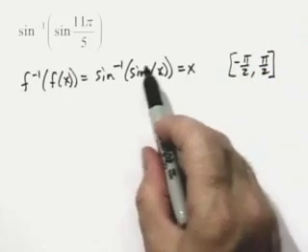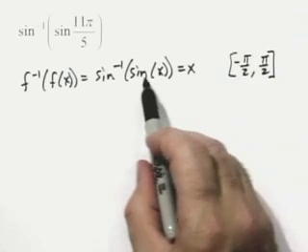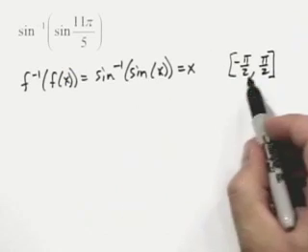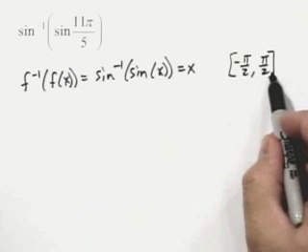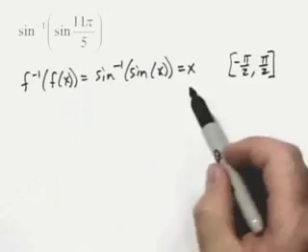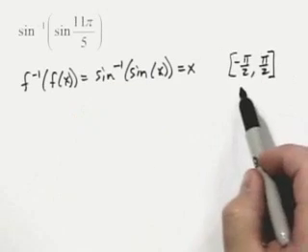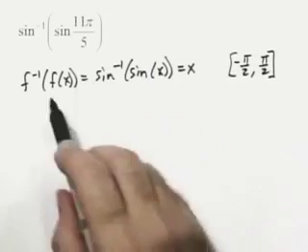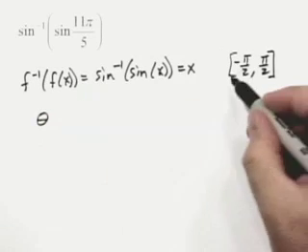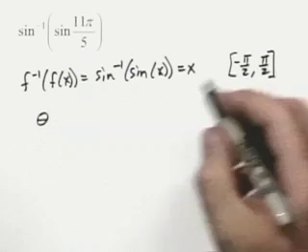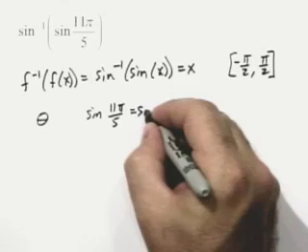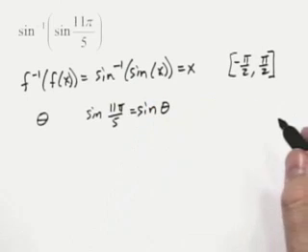Recall that the domain of the sine function is all real numbers, but in order for us to be able to define the inverse sine, we need to restrict the domain of sine x to negative pi over 2 to pi over 2. If we look at our angle, 11 pi over 5, we notice that it's not in this given interval. So we cannot directly use this equation, but we need to find an angle theta that's in the interval negative pi over 2 to pi over 2, for which the sine of 11 pi over 5 is equal to the sine of theta.